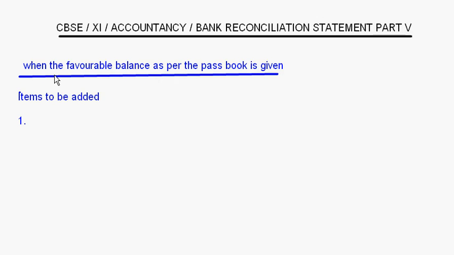So whatever money we deposit in the bank, that is lying deposited in the bank. So that is a favorable balance. So from the favorable passbook balance, we have to arrive at the cash book balance. Now let's see what are the items to be added here.